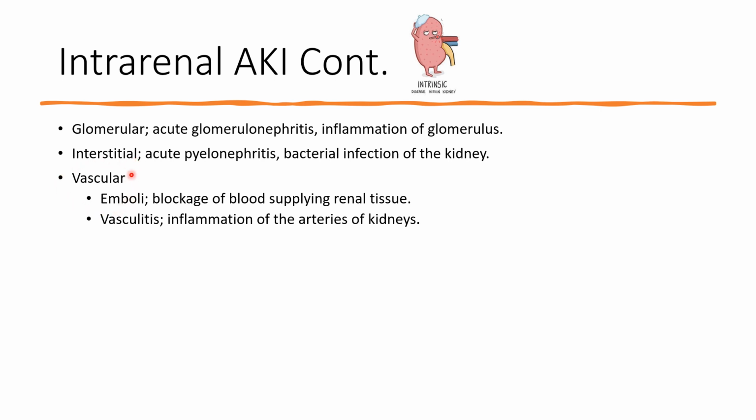And lastly, you have vascular. So this could be an emboli, so a blockage of blood supplying renal tissue, or vasculitis, inflammation of the arteries of the kidney. So both of these are going to be blockage of blood supply causing damage to renal tissue, which causes the development of AKI because the kidney can't function as well as it should be. Same with glomerular, so glomerulonephritis, inflammation of the glomerulus, and then you're not going to be able to filter properly, your GFR is going to drop, you're going to develop AKI. Pyelonephritis is the same thing.